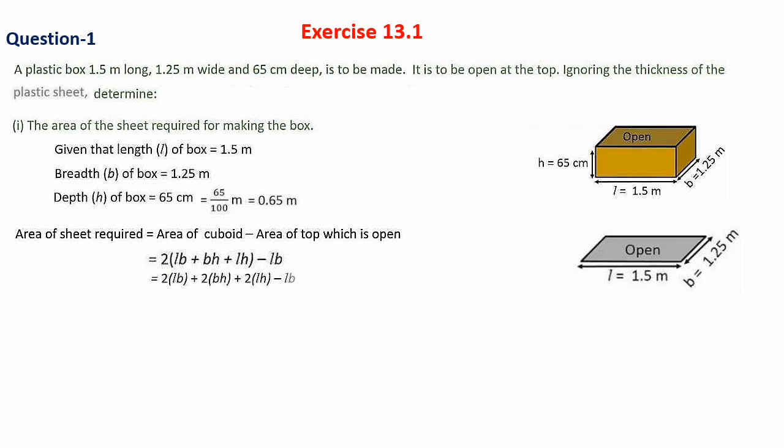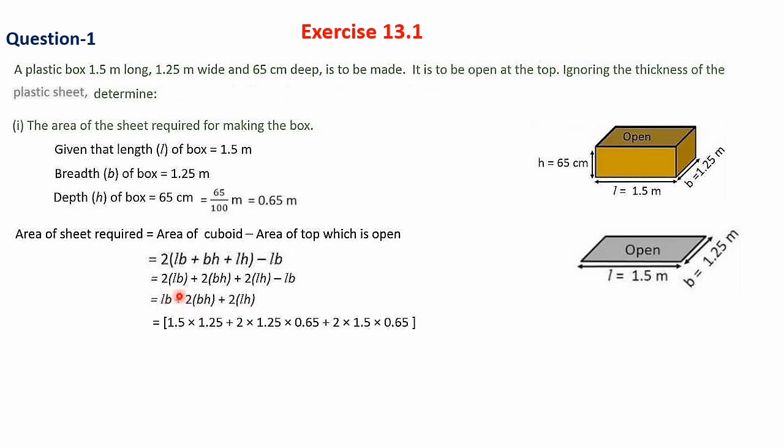That will be easy. So that is equal to, when you remove the bracket, 2 into LB plus 2 into BH plus 2 into LH minus L into B. And here 2LB minus LB is 1LB, that means LB. These two remain the same. So LB plus 2BH plus 2LH. Now the formula is simplified.